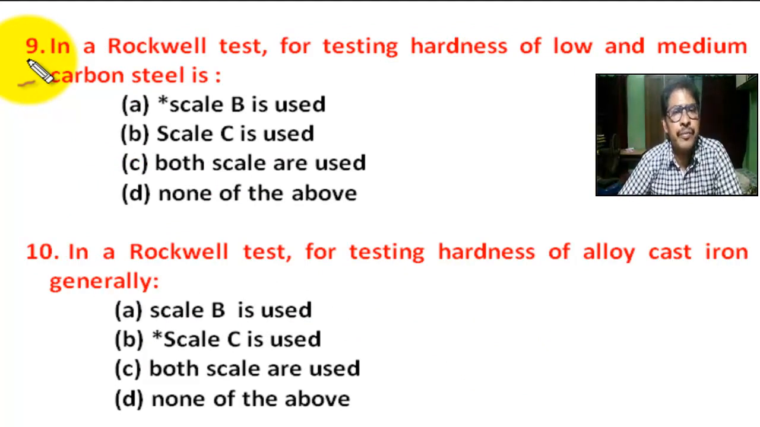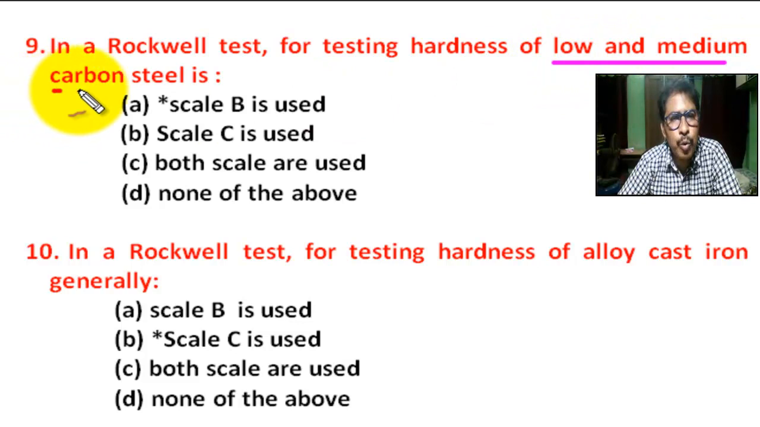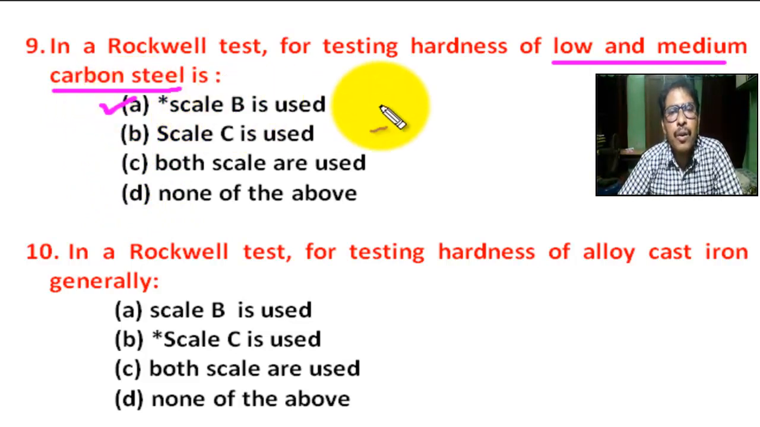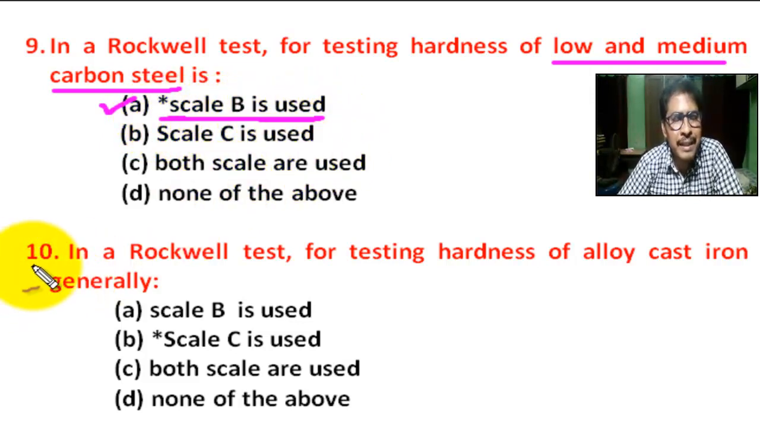Question number 9. In a Rockwell hardness test for testing hardness of low and medium carbon steel, which scale is used? There are 4 options. Correct answer is A. For low and medium carbon steel, in the Rockwell hardness testing machine, scale B is used.